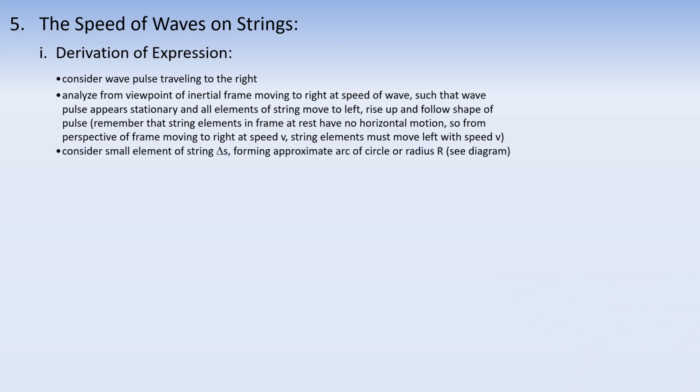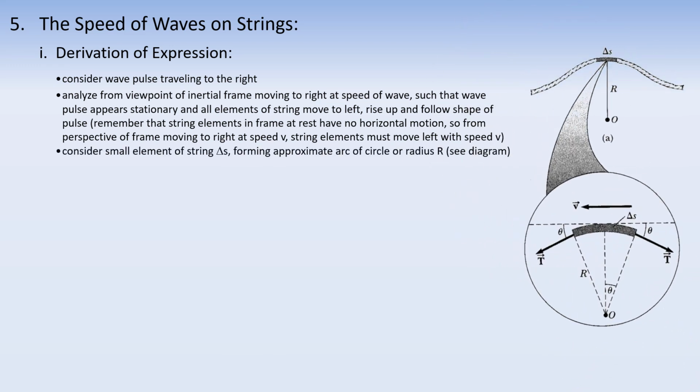So we're going to consider a small element of string, delta s, as you see here in the diagram. When we look at this element of string and we blow it up a little bit, this small string element we can think of as forming a piece of a larger circle. So it is an arc of a circle, and here you can see the center of the circle.